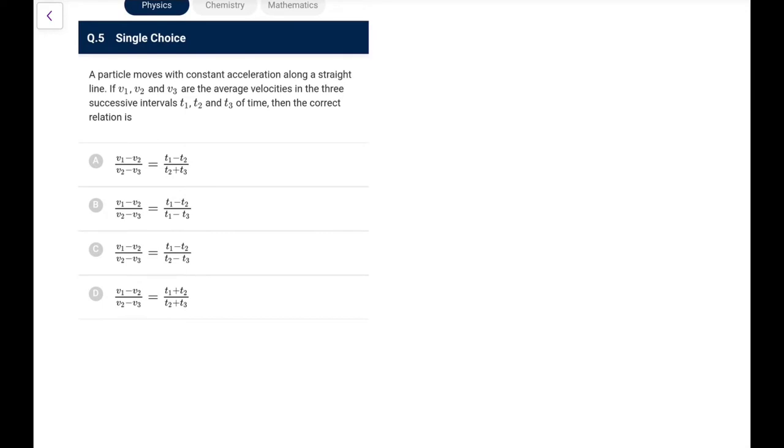Next. A particle moves with constant acceleration along a straight line. If V1, V2, V3 are the average velocities in the three successive intervals T1, T2 and T3 of time, then the correct relation is. This question was asked by some of my students a few days back. So it's an interesting one.